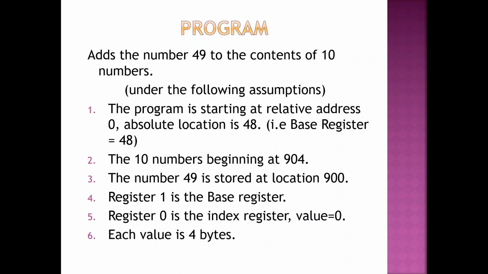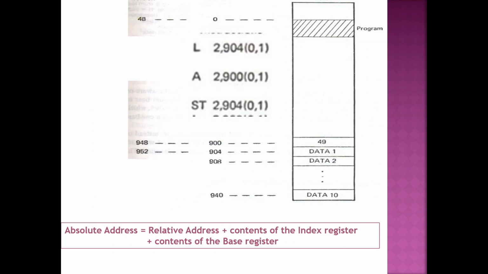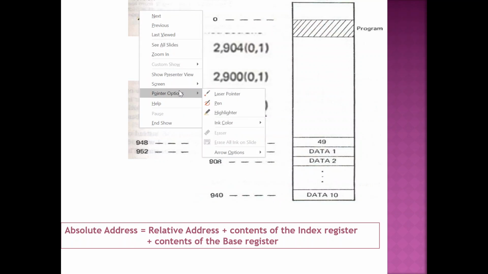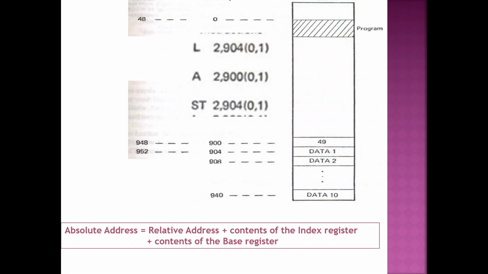First assumption is that the program is starting at relative address 0. This is the program, and this is going to be your absolute address. Wait a minute. There are two addresses: a relative address and an absolute address. The relative address is the address at which we write the program. What is the absolute address? Whenever you load into the main memory, whatever location you have been given, that's where you load the program. That is called your absolute address. Always we assume that every program starts at relative location 0.